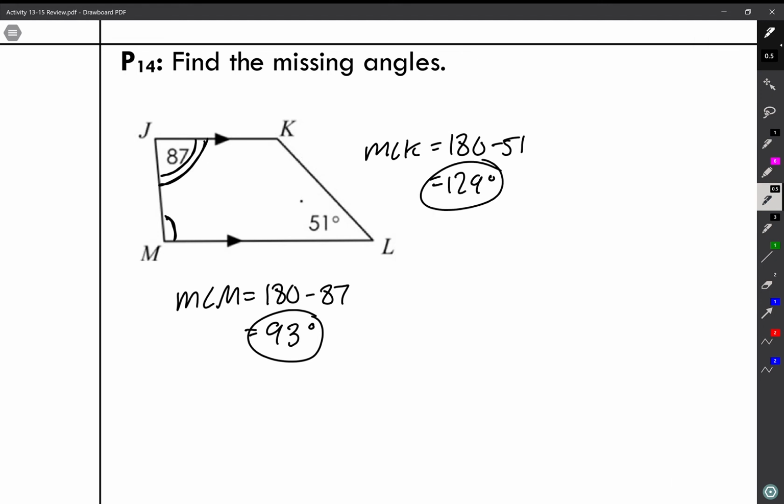But you have to use your properties to know that. If you would have read your properties, that would have told us that. And you would also need to know where the base angles were. But if I look at my notes on base angles, it shows where the base angles of a trapezoid are. Okay, number 15.